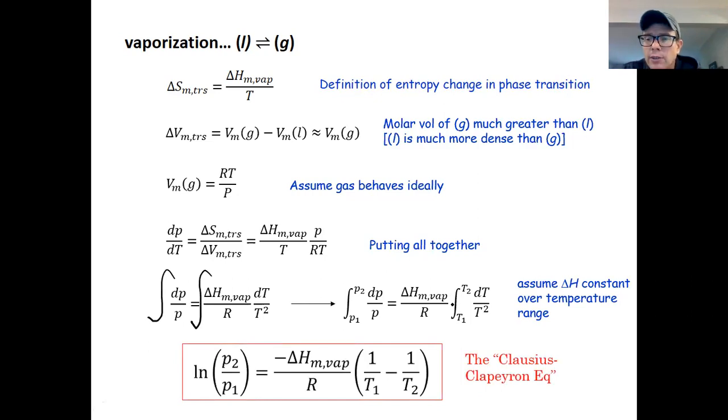It's called the Clausius-Clapeyron equation. Natural log P2 over P1 equals negative delta H vap over R times the quantity 1 over T1 minus 1 over T2. If you're a note taker, put this in your notes and circle it.